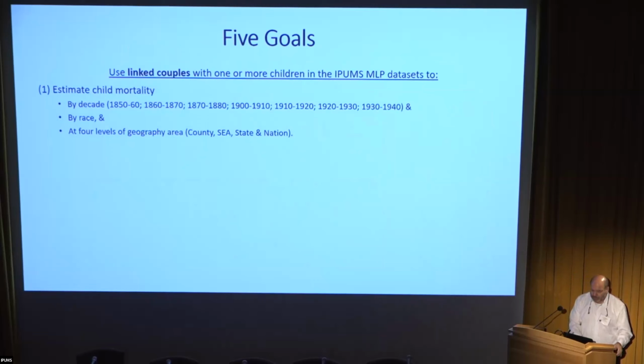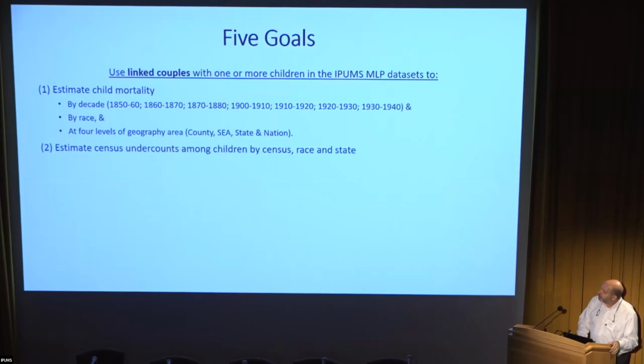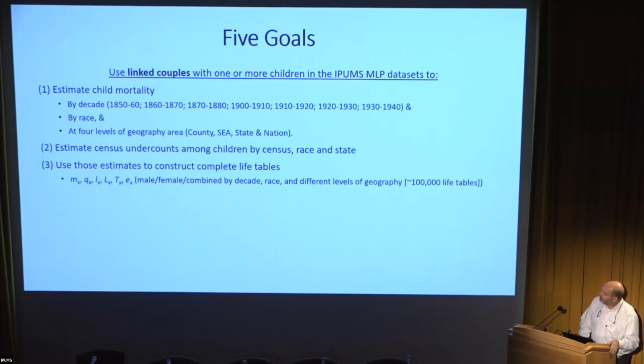So 5 quick goals here. We're going to estimate child mortality at the couple level, and we're going to measure child mortality in each decade, by race, in over 5 different areas of geography, or is it 4 different: county, state economic area, state, and nation. We're going to use those estimates of child mortality as well. We develop undercount estimates as well with the MLP data.